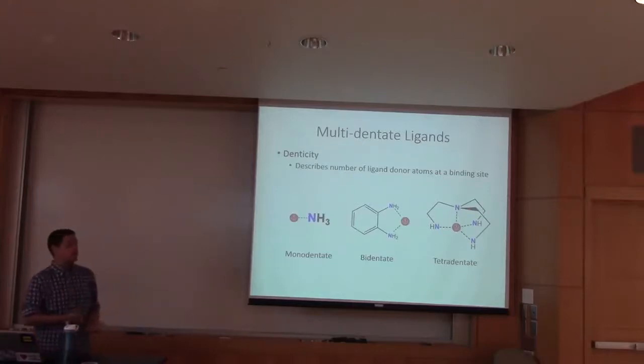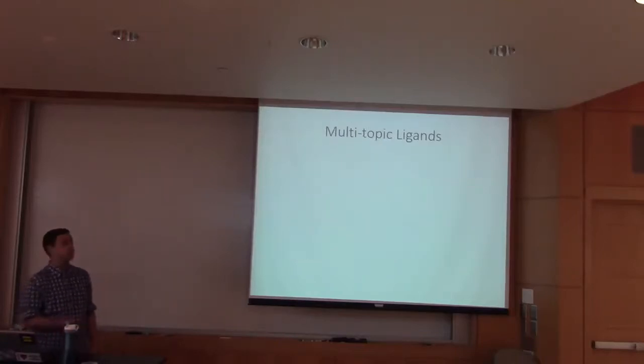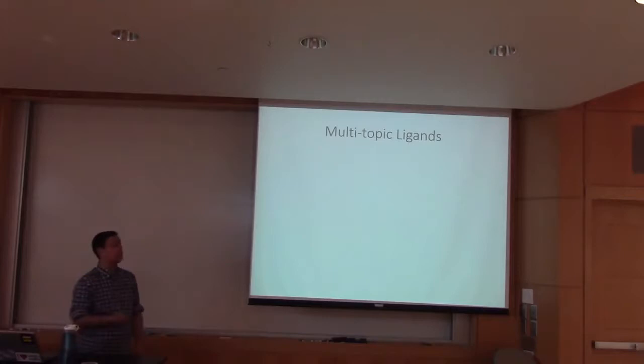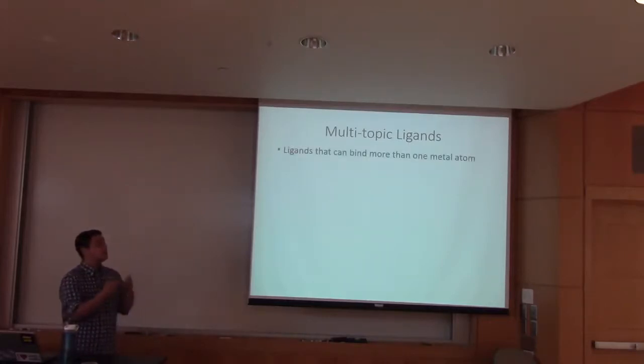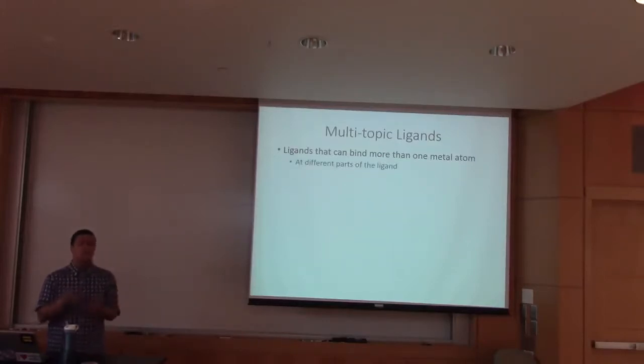Another thing that we need to think about is obviously these are all monomers. Well, we need to get something that will create a polymer for metal organic frameworks. So we need to think about topicity, and specifically multi-topic ligands. So this is ligands that are multi-topic combine more than one metal atom. And this importantly happens at different parts of the ligand.